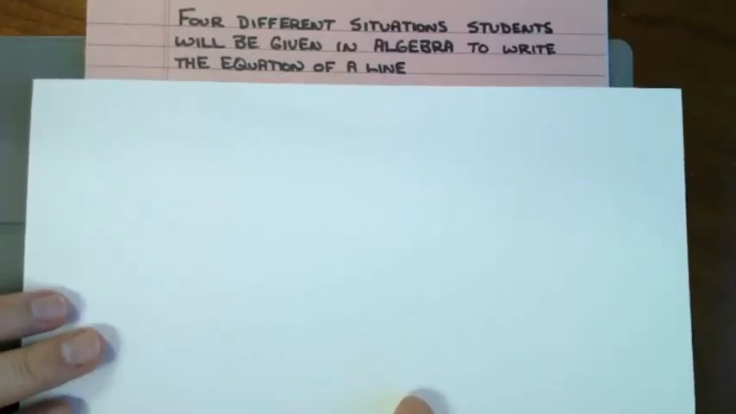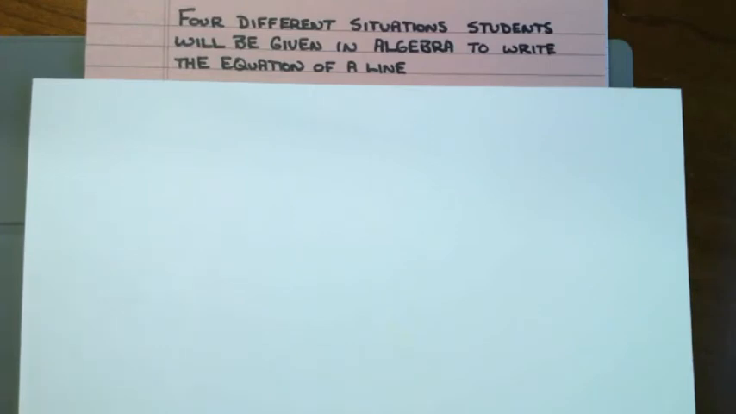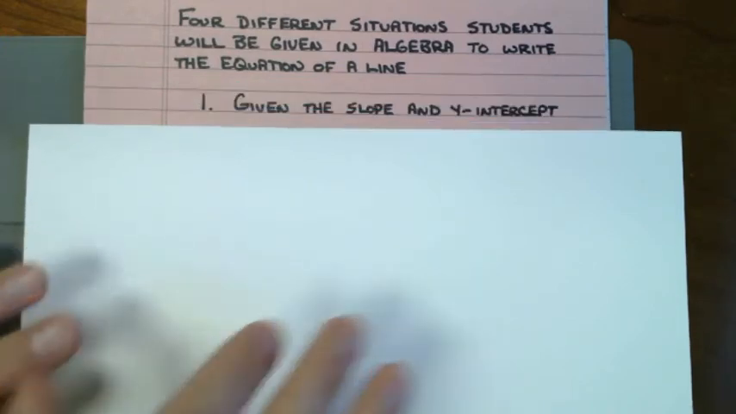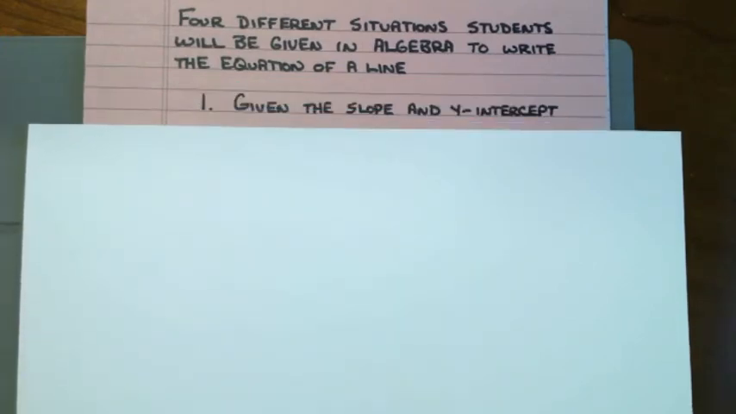What I'm going to go over next are the 4 different situations students will be given in algebra where they'll have to write the equation of a line. All these equations are going to be written in slope-intercept form. In situation number 1, they're simply going to give you the slope of the line and the y-intercept of the line. You simply put those two pieces of information in the right spots in the formula. You put the slope where the slope goes, you put the y-intercept where the y-intercept goes, and now you have the equation of a line.